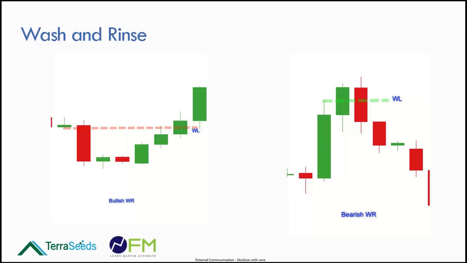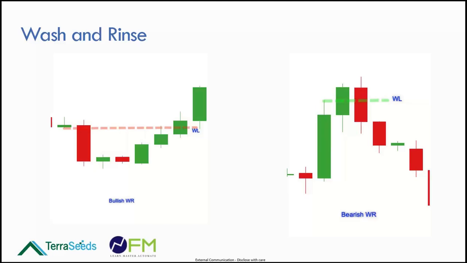But when we trade, there's a sequence. Sequence means that we'll always be looking at the higher time frame for the wash and rinse and executing in the lower time frame. So that's the sequence here. Okay, but this one I won't talk about. Let's continue here.